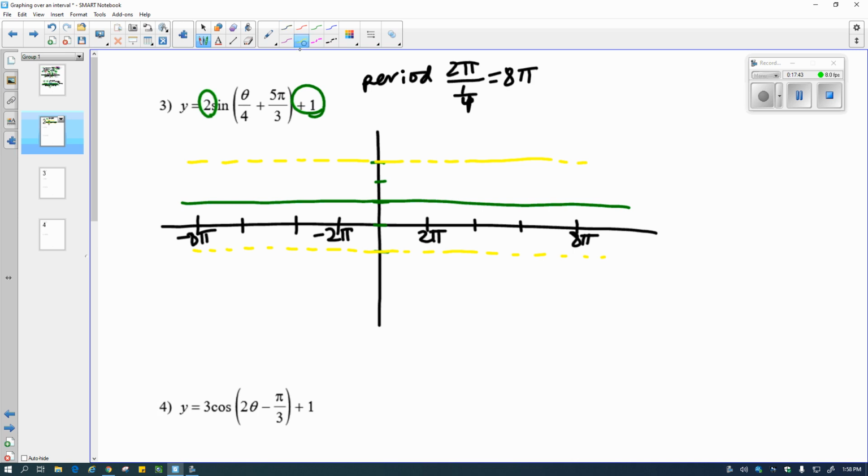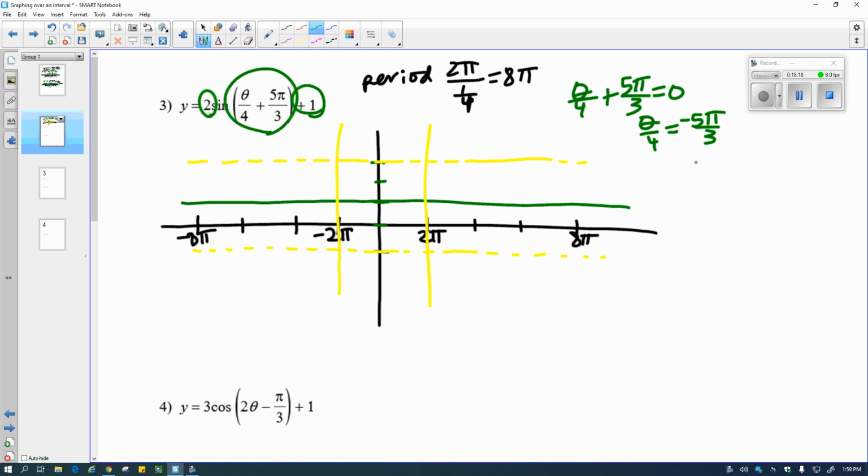So now I'm going to go back to that yellow because this is going to block in this portion of the graph. So if you see, I framed in the piece of the graph that I want to see. But I have to use all of the other information to get the graph completed. So now I can think about the phase shift here. So when does theta over 4 plus 5 pi over 3 equal 0? So theta over 4 equals negative 5 pi over 3, which gives me negative 20 pi over 3. Multiply both sides by 4 to get that out.